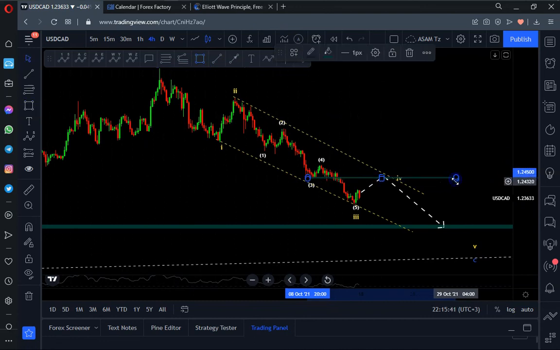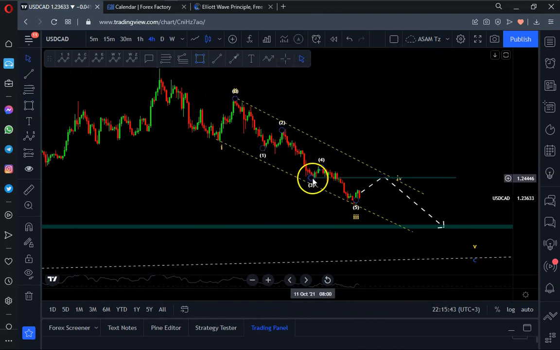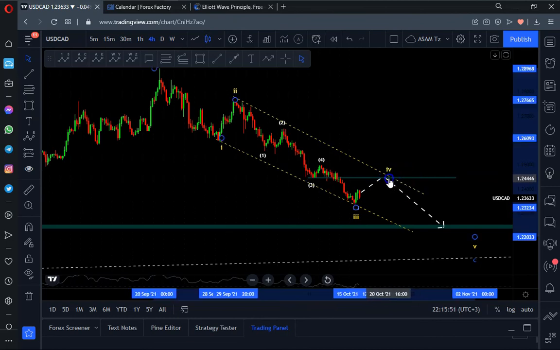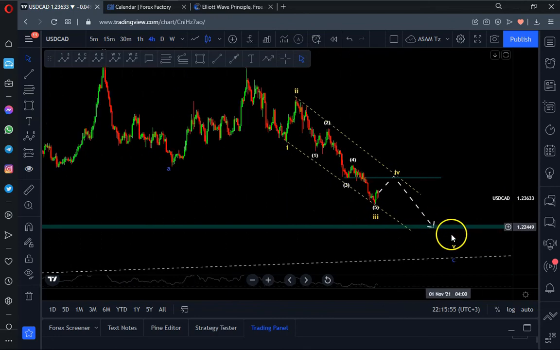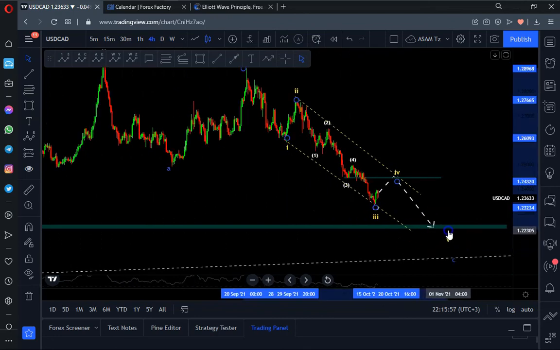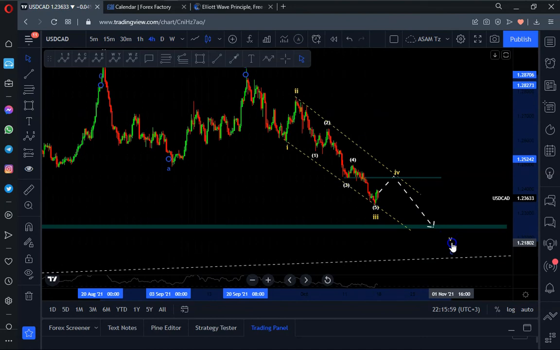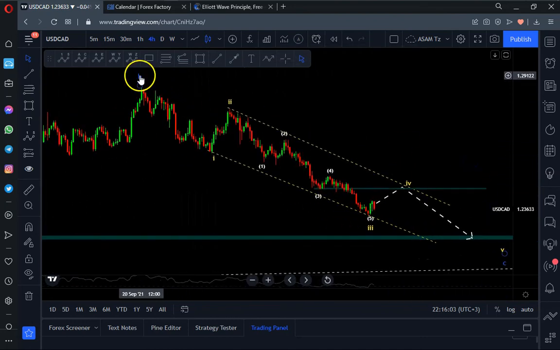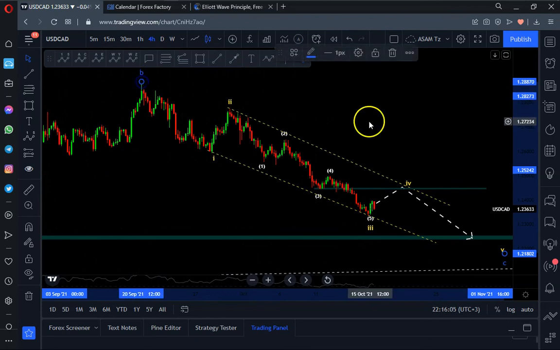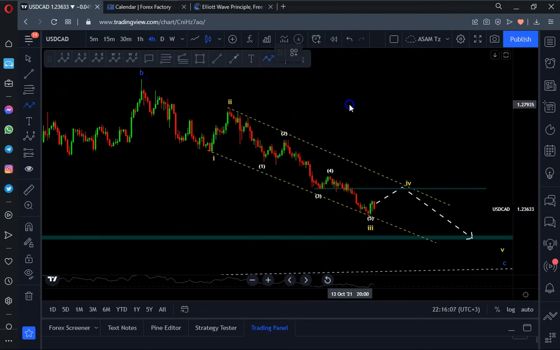So these are the observations, and also we can add the idea of a broken level here. So we have a broken level where the market bounced previously, and then it is finally broken. So it may move up retesting this level, and then it may proceed to the downside in the completion of the fifth wave of wave C.